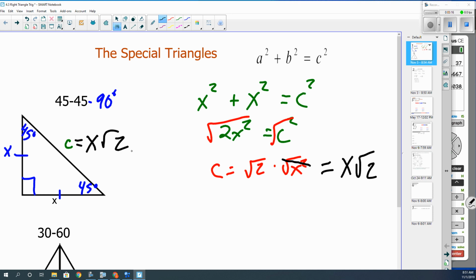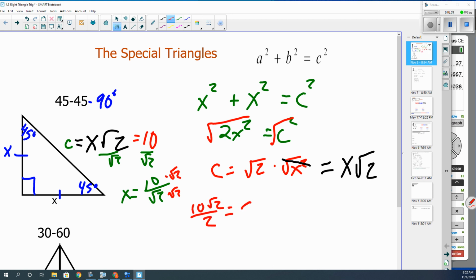If they gave me the hypotenuse but not the leg, say the hypotenuse was 10, then I would say x root 2 equals 10, and solve for x. I divide by root 2, so x is 10 over root 2. They usually don't like roots on the bottom of the fraction, so we rationalize by multiplying by root 2. So it would be 10 root 2 over 2, which is 5 root 2. So both of these legs would be 5 root 2.